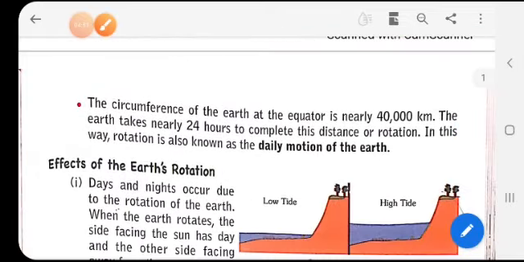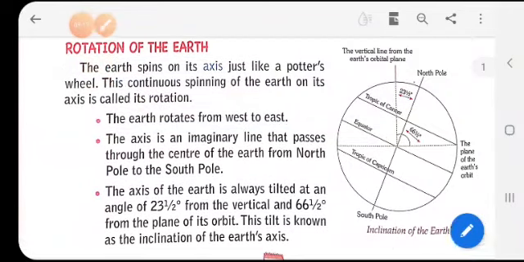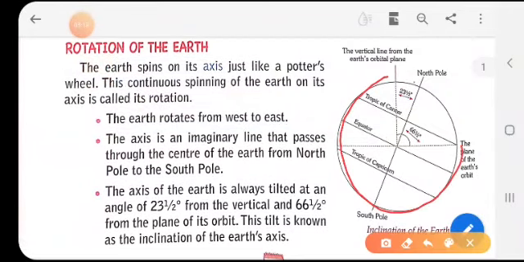The circumference of the earth at the equator is nearly 40,000 kilometers. The Earth takes nearly 24 hours to complete this distance or rotation. In this way, rotation is also known as the daily motion of the Earth. Now here you have the picture of the Earth, and its circumference is, when you move from this side and again reach the starting point, it is 40,000 kilometers.